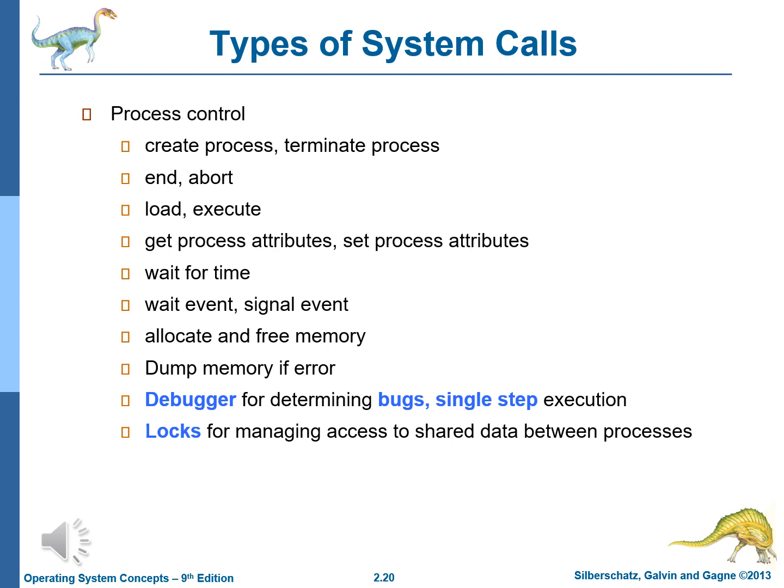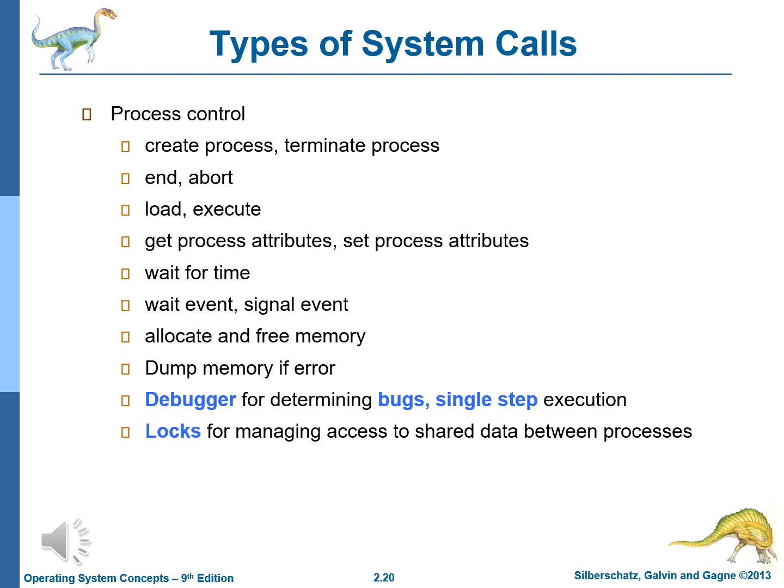Process control. A running program needs to be able to halt its execution either normally, end, or abnormally, abort. If a system call is made to terminate the currently running program abnormally, or if the program runs into a problem and causes an error trap, a dump of memory is sometimes taken and an error message generated. The dump is written back to disk and may be examined by a debugger.